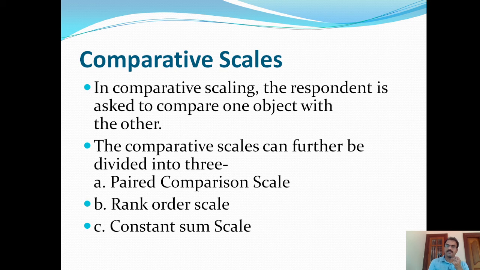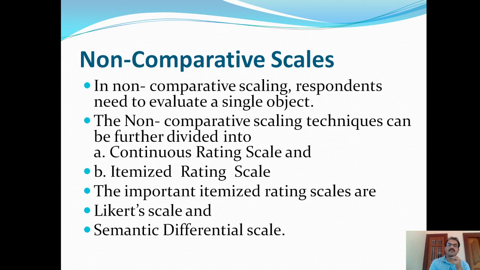In comparative scaling, the respondent is asked to compare one object with the other. So, at least two objects must be there, and the respondent is asked to compare the first object with the other. The comparative scales can further be divided into three. First one is paired comparison scale, second one is rank order scale, and third one is constant sum scale.